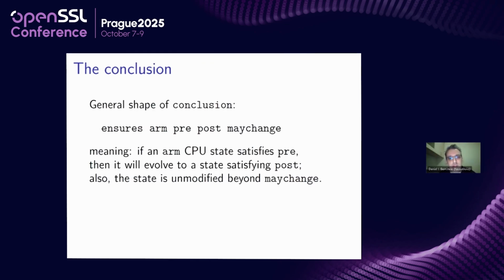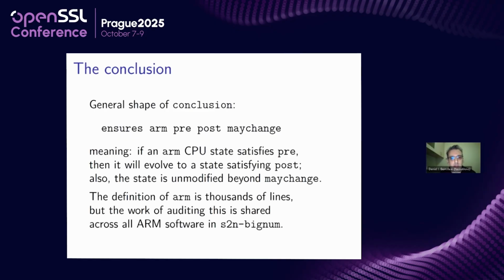All right, what about the conclusion? Well, this is where it starts involving the actual CPU. The conclusion says ensures ARM, and then there's some preconditions and some post-conditions, and may change. I'll skip that. What the ensures says is that if you have your CPU satisfying the preconditions, like if the current state of your computer is doing what the preconditions say, then the computer will, after following some instructions, satisfy the post-conditions.